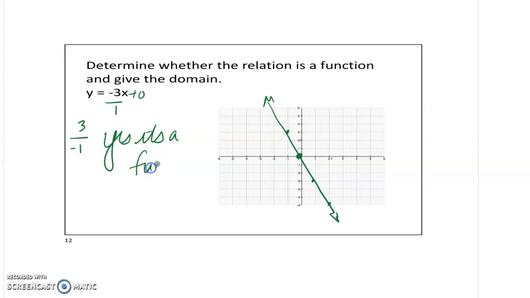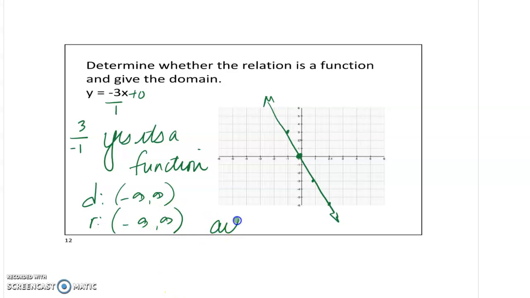So when in doubt, when you do equations, sometimes it's easier just to graph it, and then you can tell by the vertical line test. What is the domain? -infinity to positive infinity. It goes this way and this way forever. And my range, it goes up this way and down this way forever.